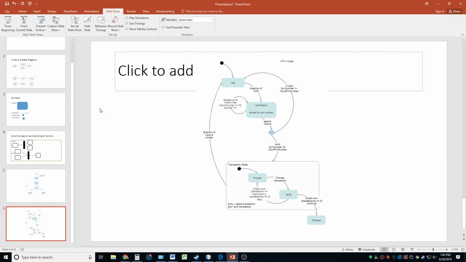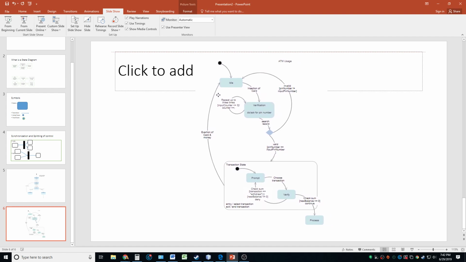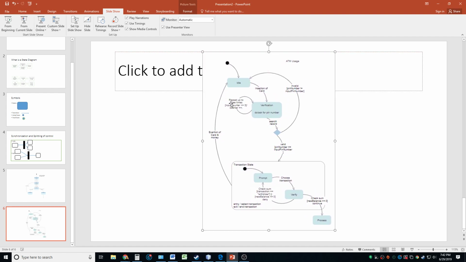I like this one a little bit better though, because it shows, for example, right here, what I was talking about earlier. It represents up to 3 times, counter less than or equal to 3, counter plus plus, and it shows how it would do it 3 times. But it does have, once again, the start state going to idle, and then the insertion of the card, verification, ask for PIN number, search record, valid PIN number equals the input PIN number, and it goes into a little bit more detail of what each state is, but also what's going on inside of the code.